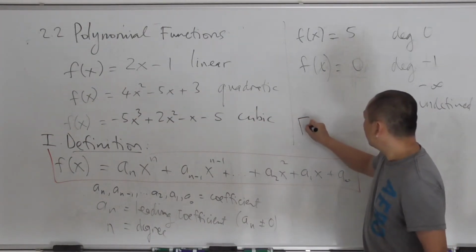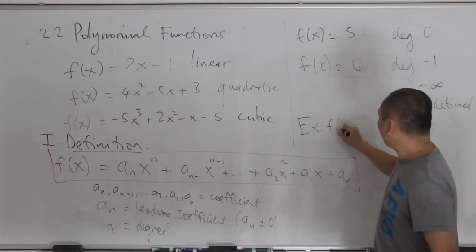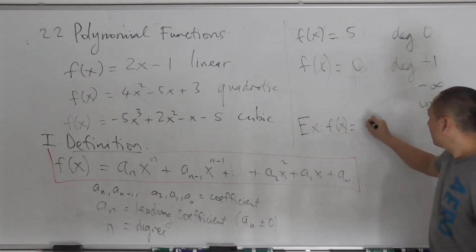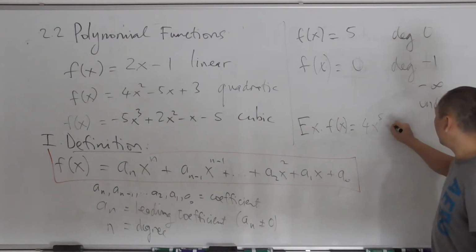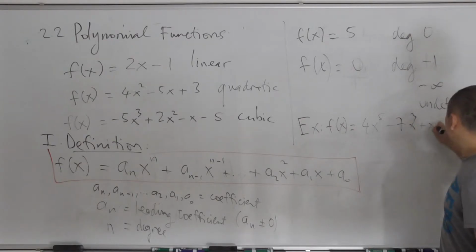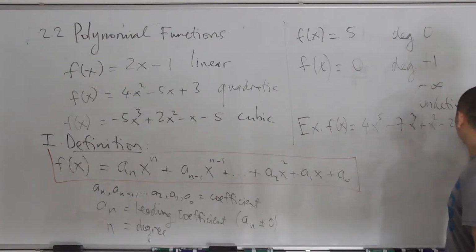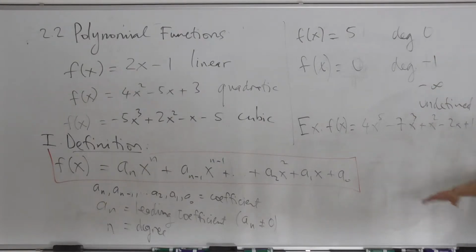How about this? Example: f of x is equal to 4x to the 5th minus 7x cubed plus x squared minus 2x plus 1. This is a polynomial of degree 5 with leading coefficient 4. And the coefficients are 4, 0, -7, 1, -2, and 1. You see why I emphasize 0 in there?